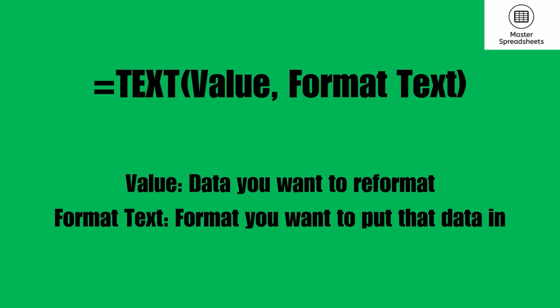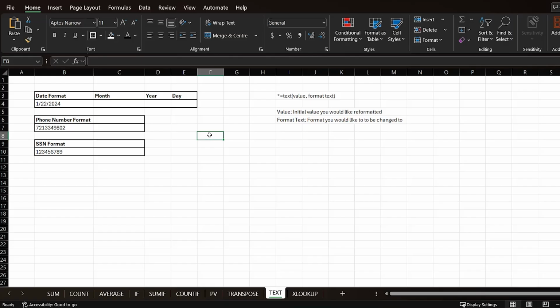Formula number 9 is =TEXT, which is very useful if you want to get data in cells formatted in any specific way you want. In TEXT, we have two parts: the value, which in our situation is the initial dates or numbers, and the format text, which shows how we want to format that data.